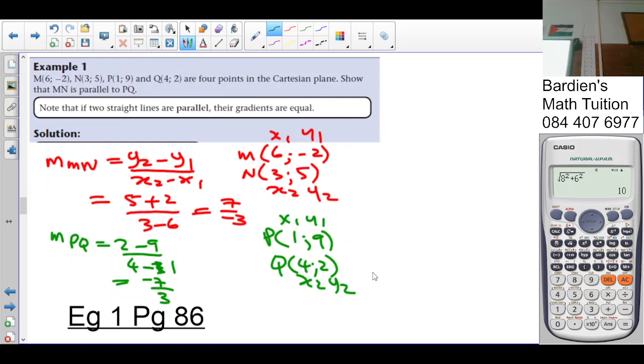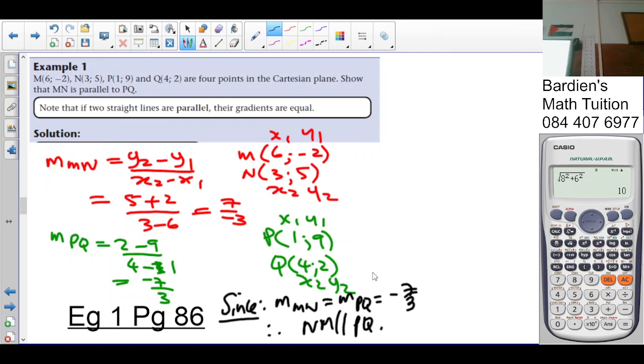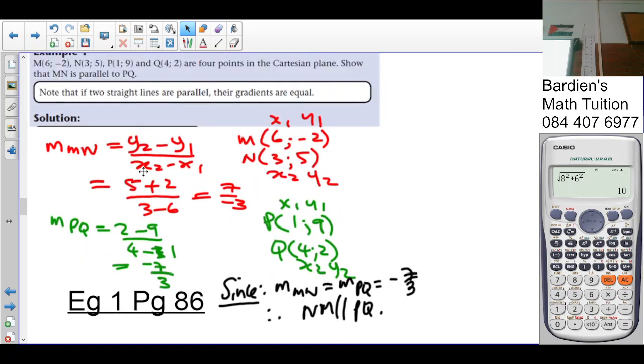So we conclude: since, to state the obvious, the gradient of MN is equal to the gradient of PQ, which is equal to negative 7 over 3, therefore MN is parallel to PQ. The gradients are the same. Okay? You all okay with that?